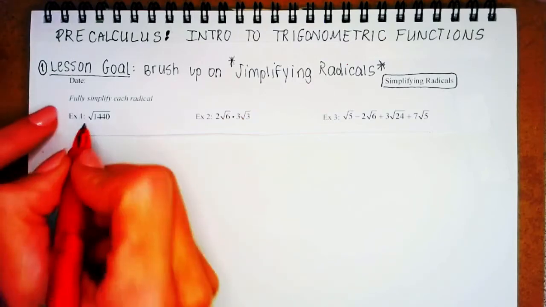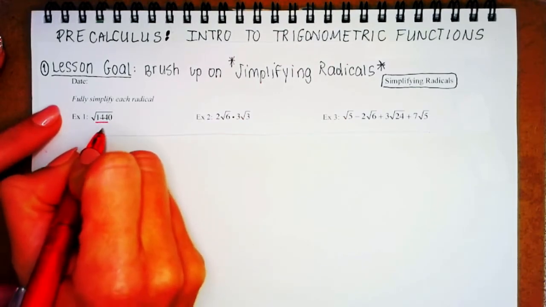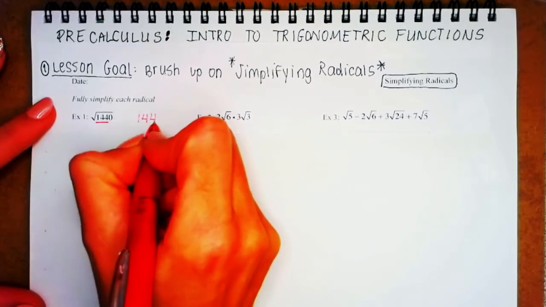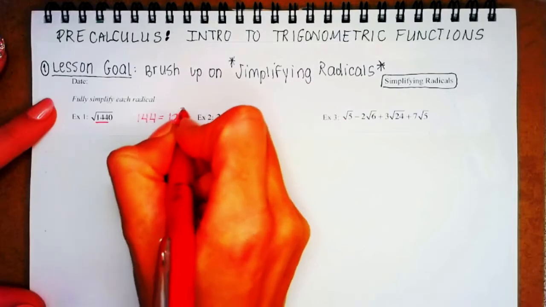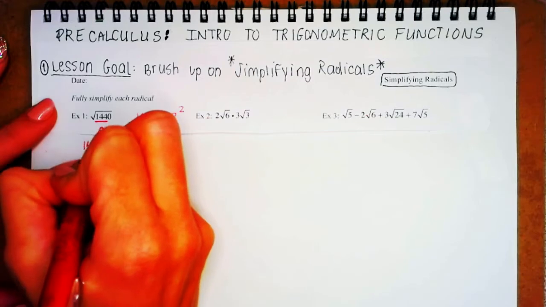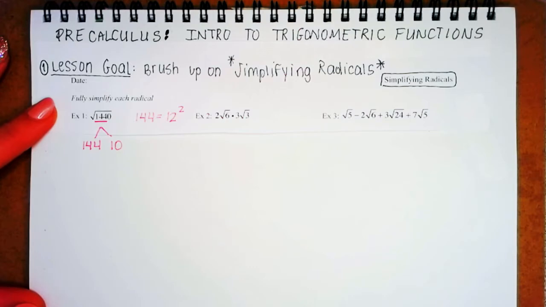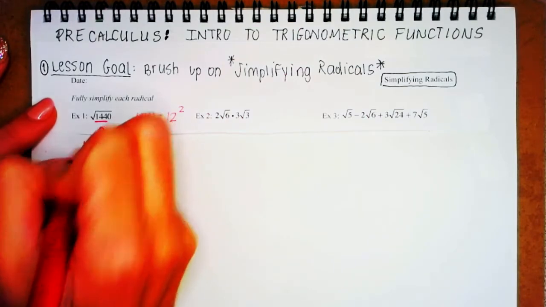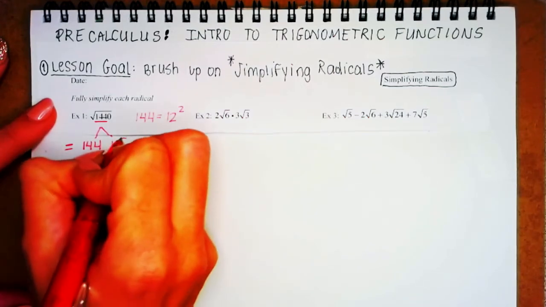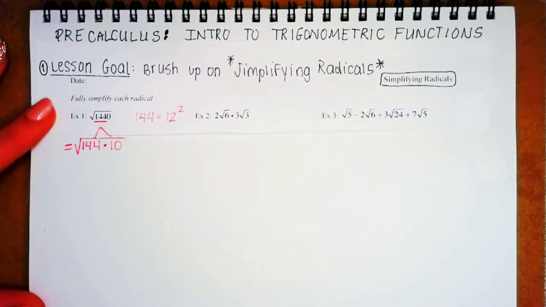So let's get started. One thing I noticed right away is this 144. I know that 144 is a perfect square. 144 is equal to 12 squared. If I can break this down using a factor tree, I will immediately see 144 times 10. Anytime you multiply something by 10, you just tack an extra little 0 on at the end. That means that the square root of 1,440 is the same as the square root of 144 times 10.